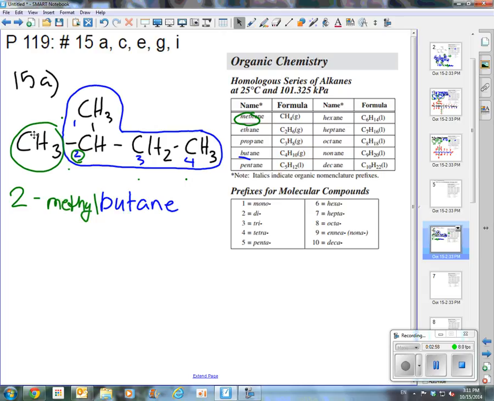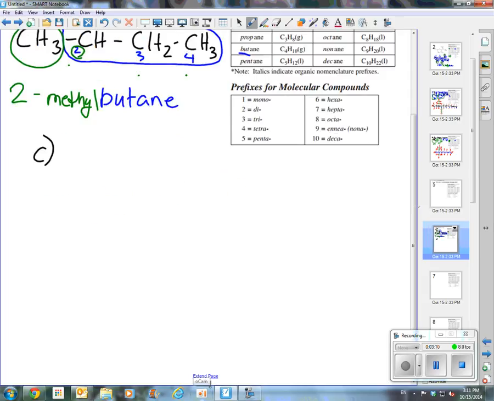All right, so let's do 15C next. Just going to extend the page here. 15C looks like this.